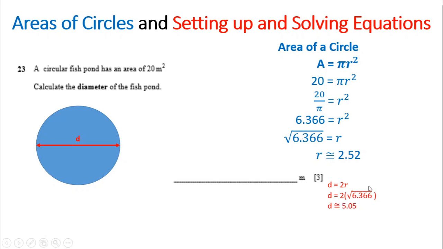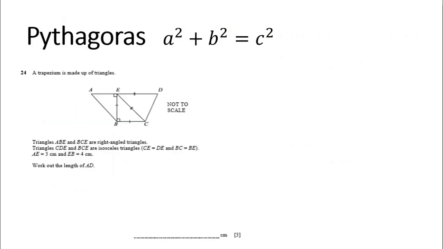Now I know what you're thinking. You're thinking 2.52 times 2 does not make 5.05. That would be 5.04. But that's because I've rounded this answer here. Here I'm using a more accurate value. Okay, so the diameter is 5.05.